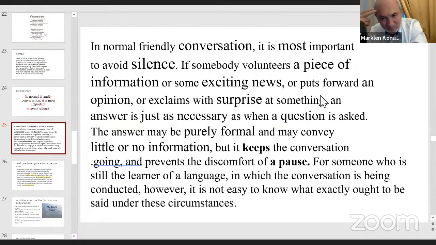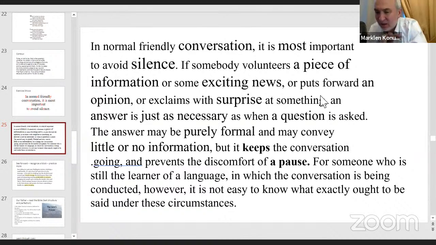And I can read the whole of this text almost like that, almost in the same manner. I'm saying in normal friendly conversation, практически ровно, it is most important to avoid silence. I can read till the end of the sentence.